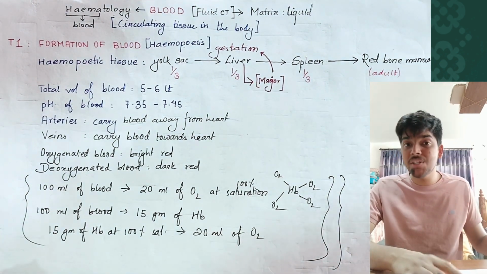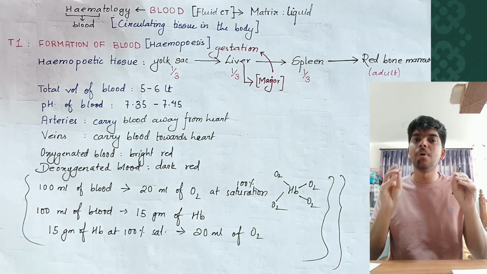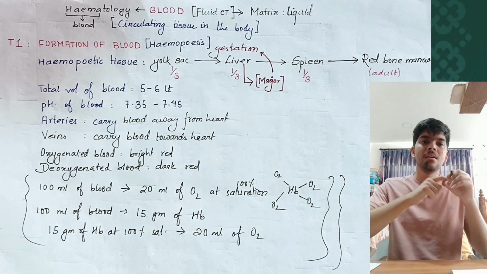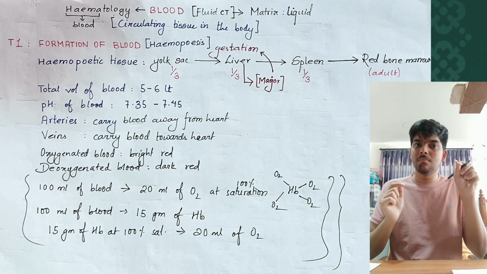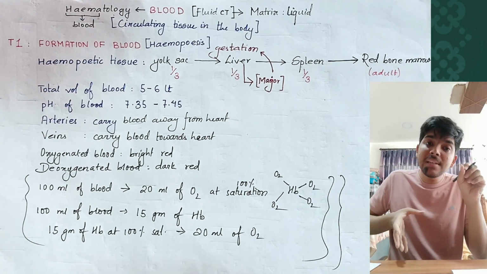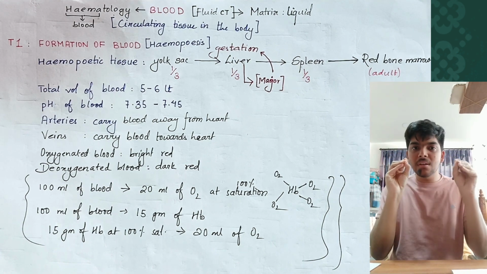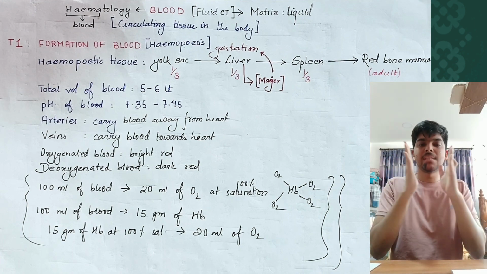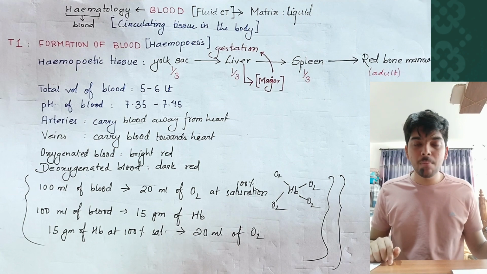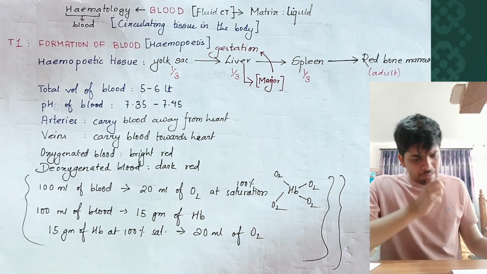Wait, what's gestation? Gestation is the time period between conception and birth. What's conception? When a sperm fertilizes an egg, that's called conception. And when baby comes out or the birth of the baby takes place, that's your delivery. So the time period between conception and delivery, that's your gestation. Or you could say it is the time spent by the developing baby inside the womb of the pregnant mother.